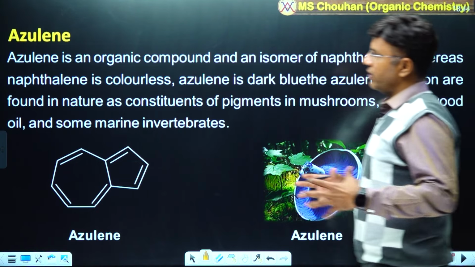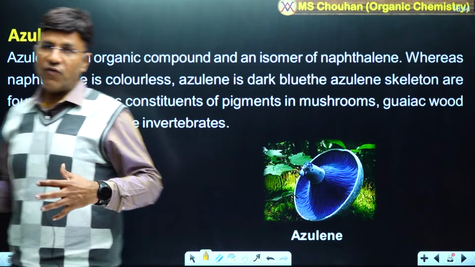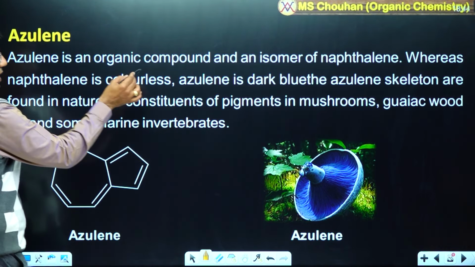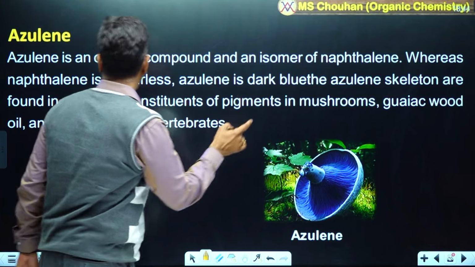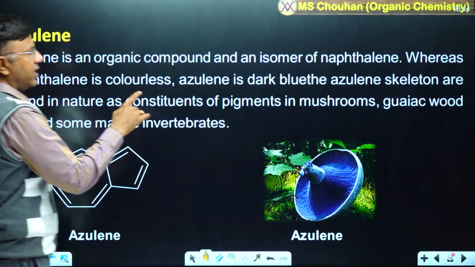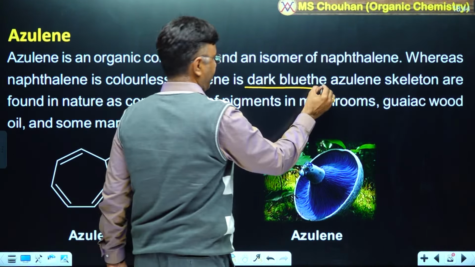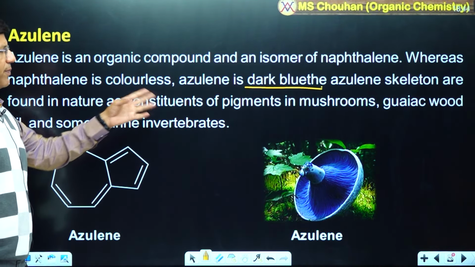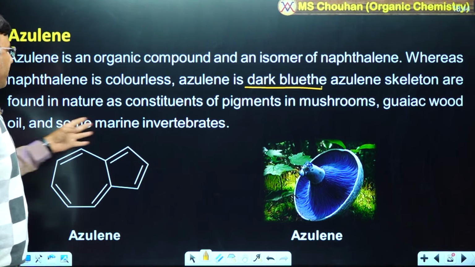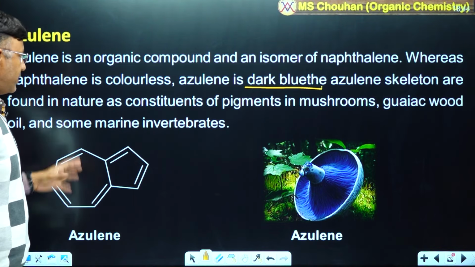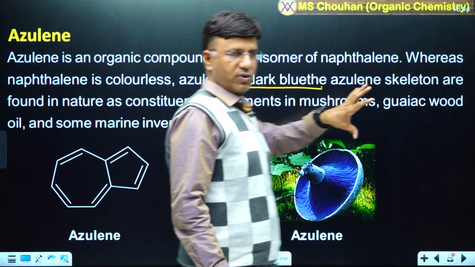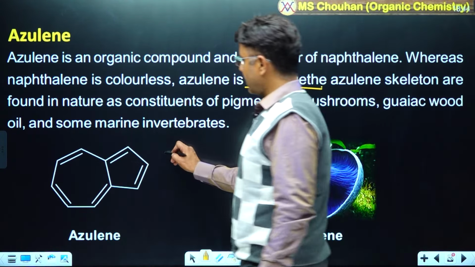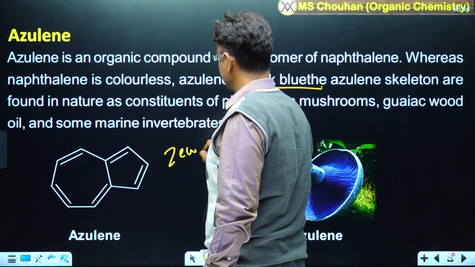Although it is not an annulene, azulene is also an important example. Azulene is an organic compound, an isomer of naphthalene. Whereas naphthalene is colorless, azulene is dark blue. It is found in nature as a constituent of pigments in mushrooms, guaiac wood and some marine invertebrates. I don't want to go into detail about this. The main point is that azulene exists in dipolar form.